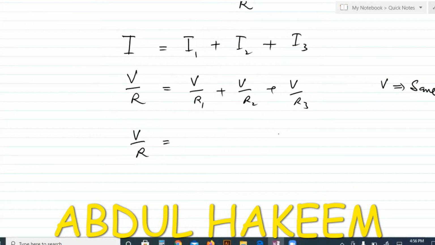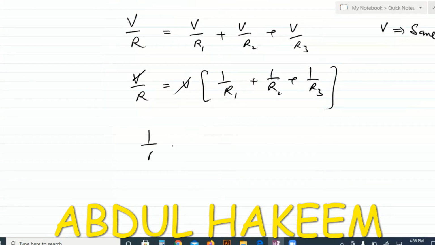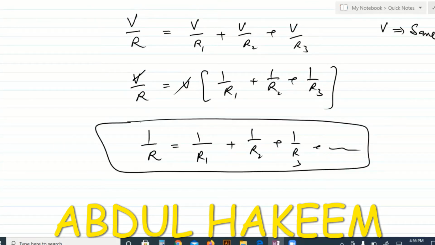So V over R, V is taken common, 1 over R1, 1 over R2, 1 over R3. This V cancelled. So the reciprocal of the resistance, 1 over R equals 1 over R1 plus 1 over R2 plus 1 over R3, and so on. So this is the general formula to calculate the total resistance when the resistors are connected in parallel.